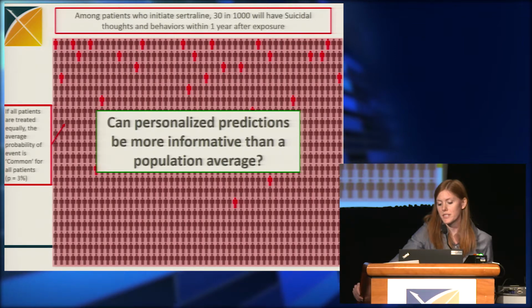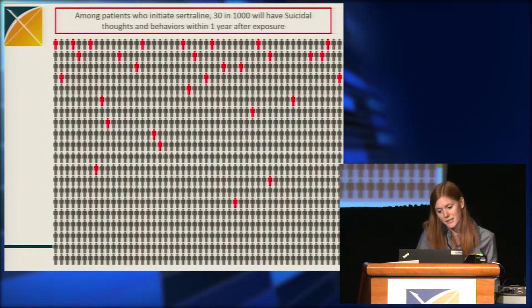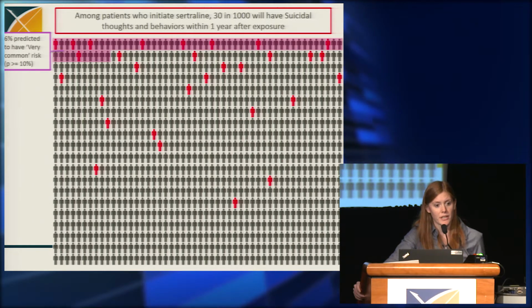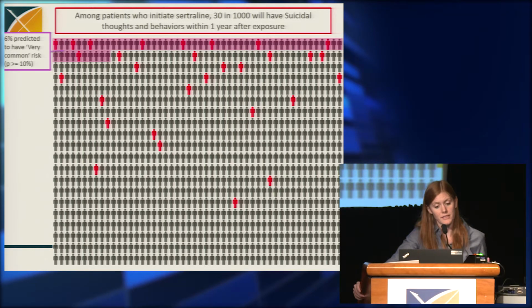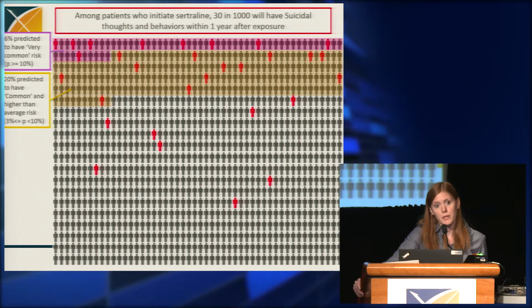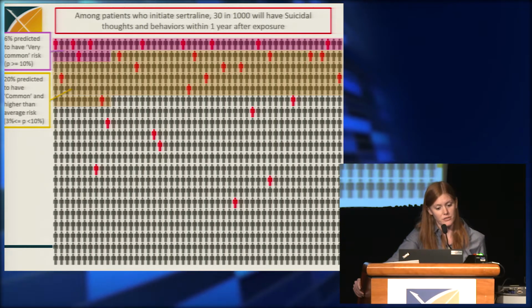But can personalized predictions be more informative than a population average? Yes, they can. Our model is telling us that 6% of people are going to have a risk of 10% or higher of suicidal thoughts and behavior. So this is a lot higher than the 3% average. 20% of people are going to have a risk between 3% and 10%, so they've got a higher than average risk.